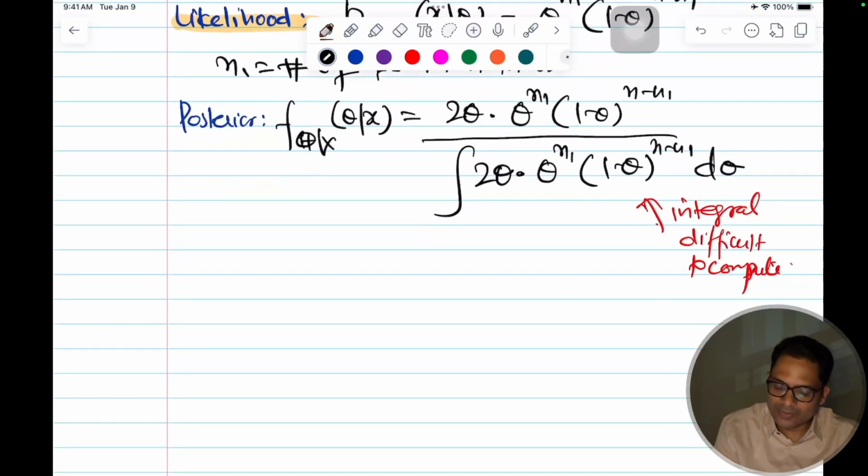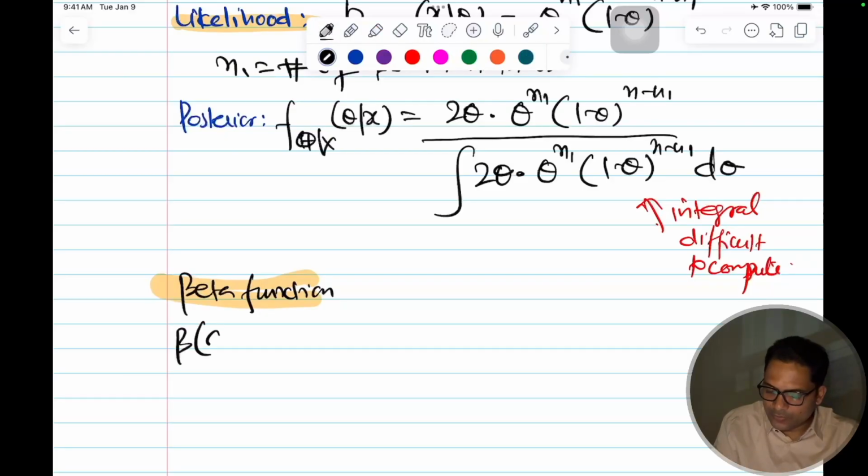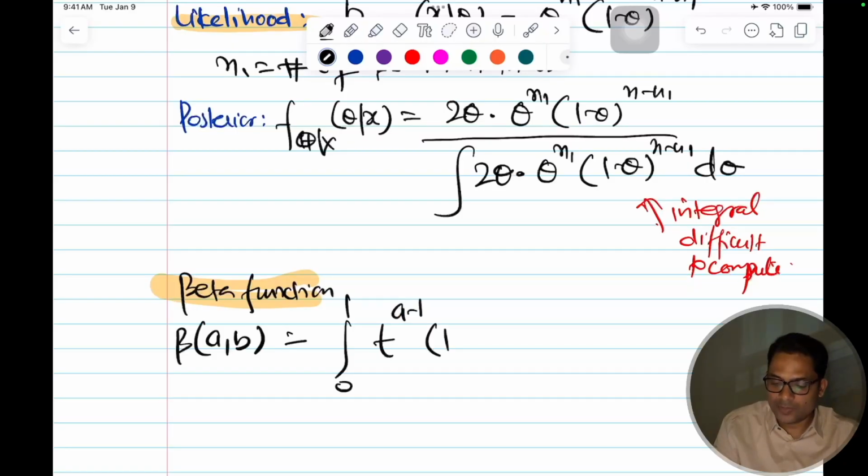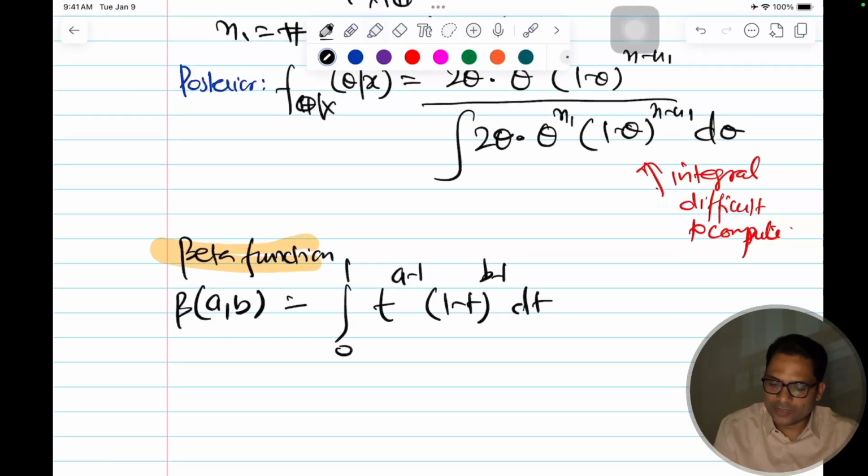So we'll use the beta function. What is the beta function? Let me write it down again. Beta of a comma b is equal to the integral from 0 to 1 of t to the power a minus 1, times 1 minus t to the power b minus 1, dt. This is the beta function.